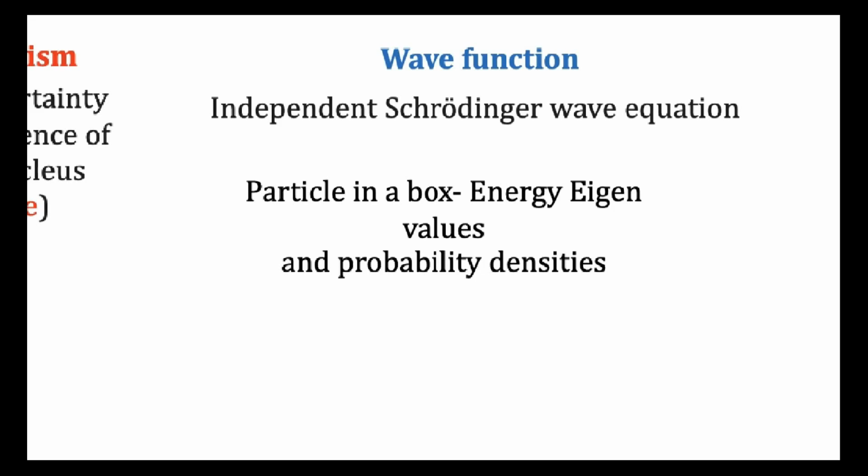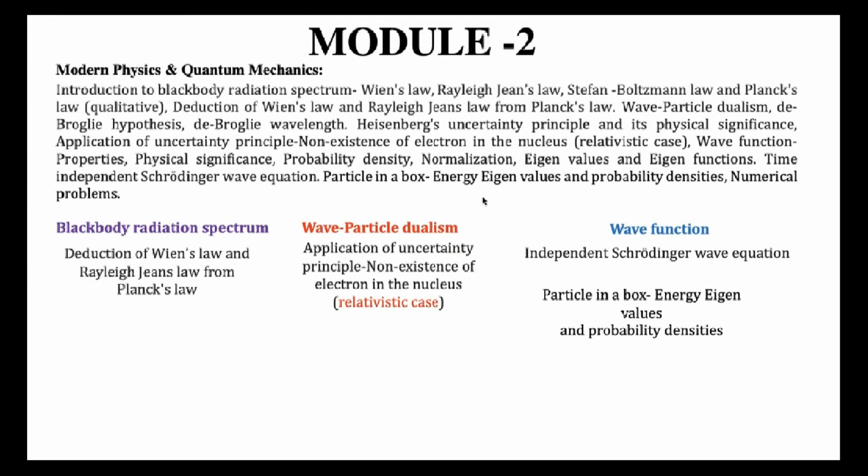Sometimes in the last concept he may tell you, by using the case when n equals 1, n equals 2, n equals 3, to find out the energy eigenvalues, energy eigenfunctions and probability densities. In that case you can expect a 10 marks question. So from the wave function you have three important concepts: time independent Schrodinger wave equation, particle in a box, and energy eigenvalue, energy eigenfunction and probability density, three derivations for 10 marks.